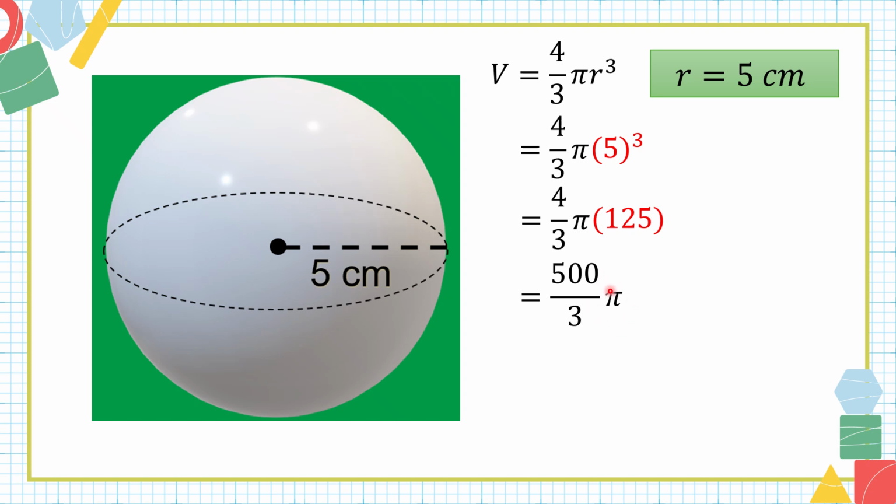And then pi. Kung wala naman sa instruction na in terms of pi ang ating final answer, let us now multiply 500/3 times the value of pi, 3.14. 500/3 times 3.14 is 523.33. And then since we are looking for the volume, the final answer is V is equal to 523.33 cubic centimeters.